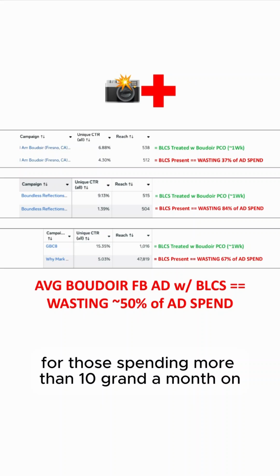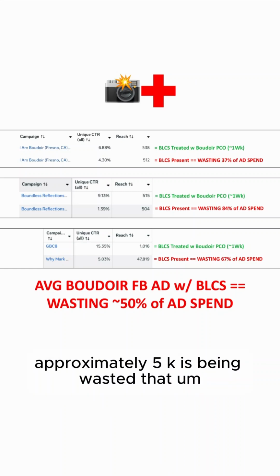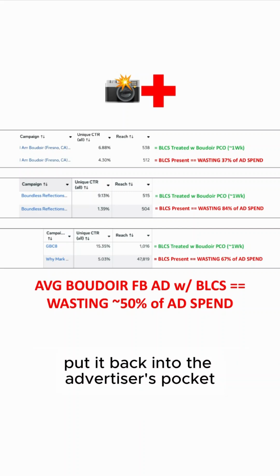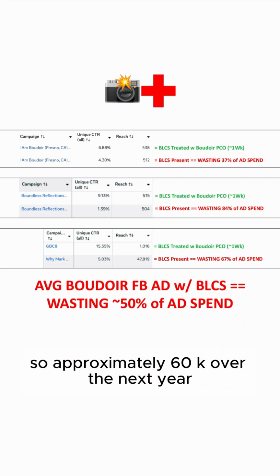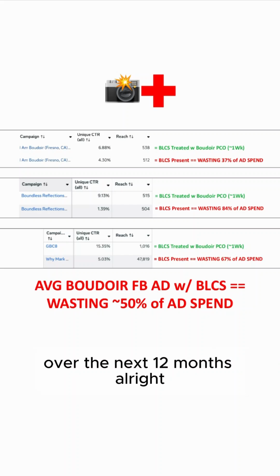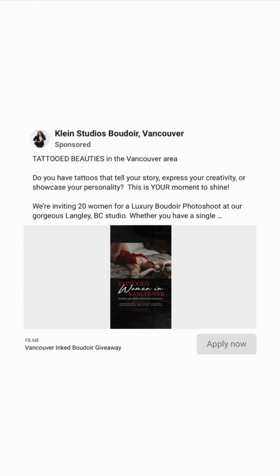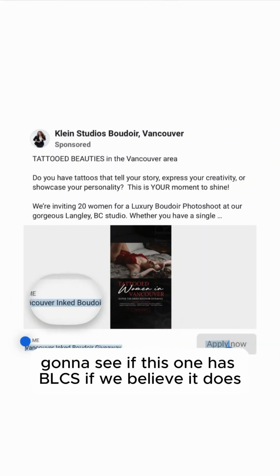Which means for those spending more than 10 grand a month on Boudoir Facebook ads, approximately 5K is being wasted. That Boudoir Pico can eliminate approximately that amount, put it back into the advertiser's pocket every single month. So approximately 60K over the next 12 months. So now we're coming here. Gonna see if this one has BLCS or if we believe it does.